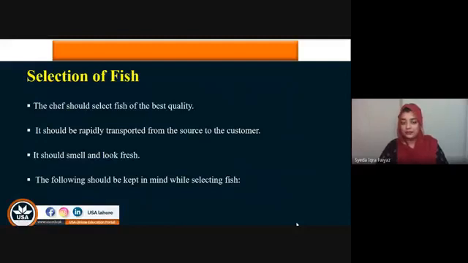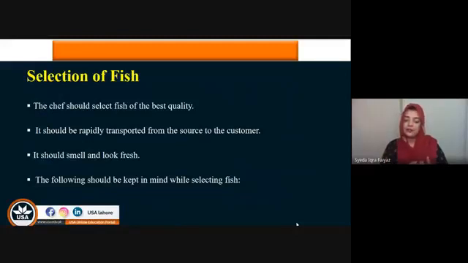Definitely, the best quality fish will lead to you producing a food that is of a higher quality and is also safe for consumption. It should be rapidly transported from the source to the customer. For example, the freshest fish needs to be taken out of the water and go directly to the customer in the minimum possible time, because as soon as you catch the fish and then store it, definitely it's going to affect its freshness.